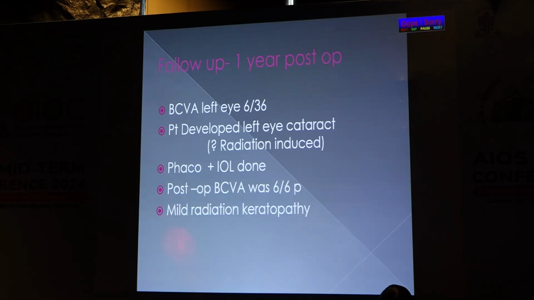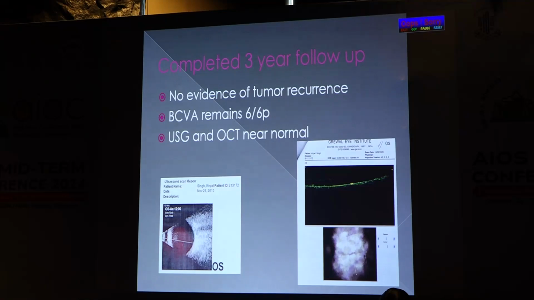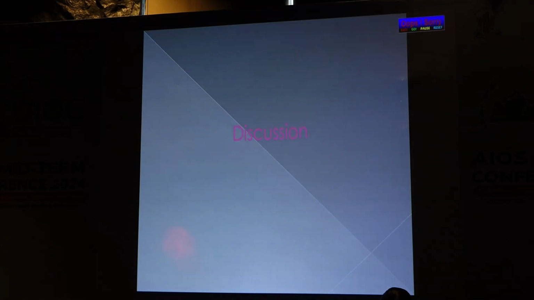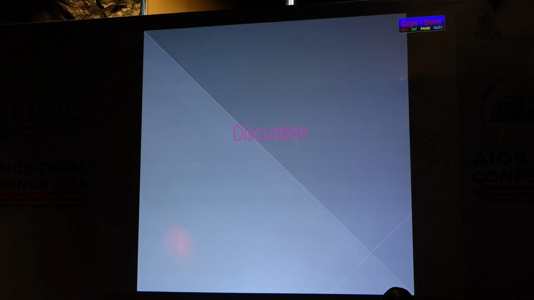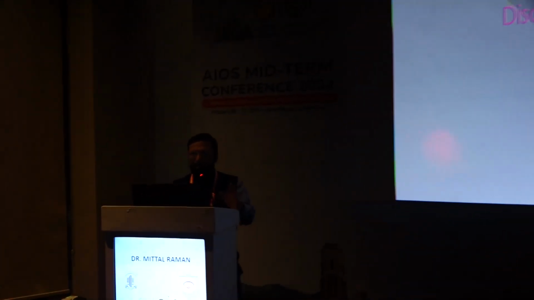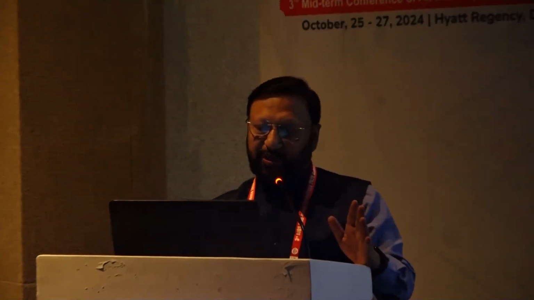of the patient. The vision dropped because of the radiation induced cataract, which was later operated, and the patient was post-operative 6/6 with a mild radiation keratopathy. After 3 years, his vision was still 6/6 with all the investigations within normal limits, and the patient has now completed around 15 years with me after post-operative findings. He is absolutely fine. I will skip the discussion for the sake of the timing.